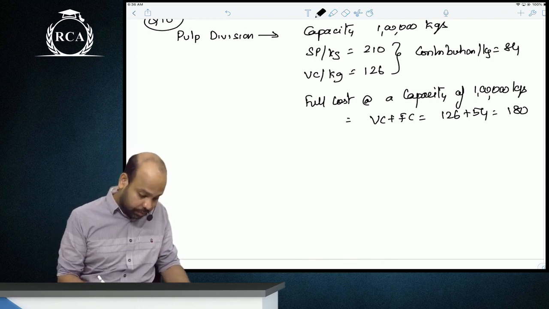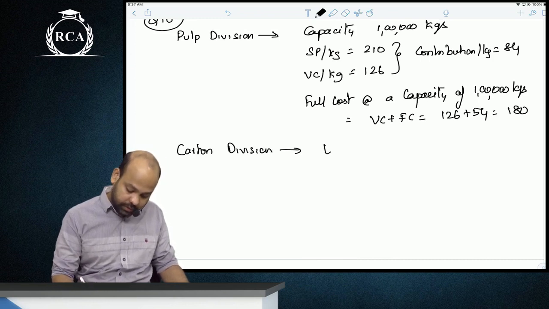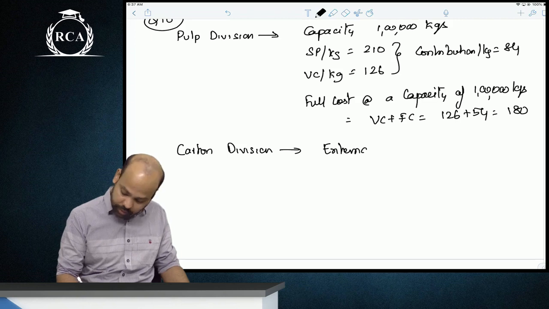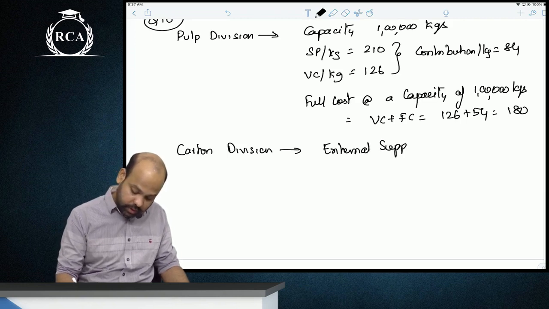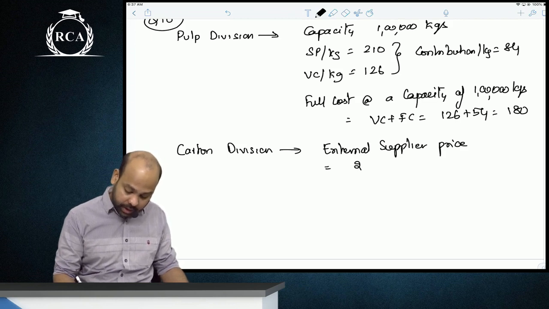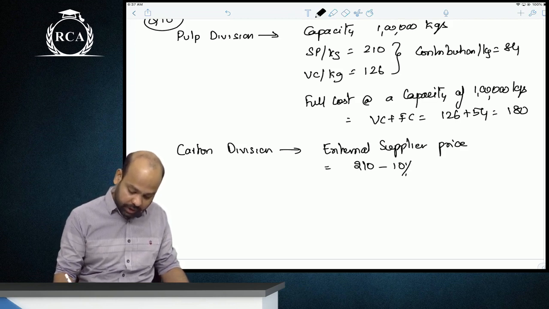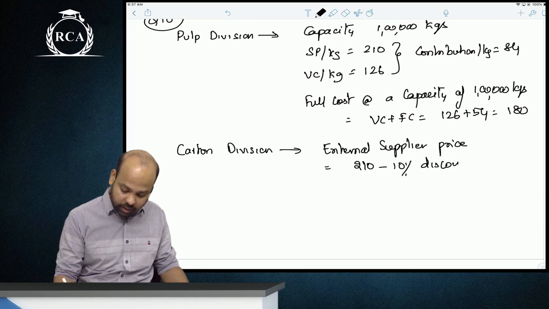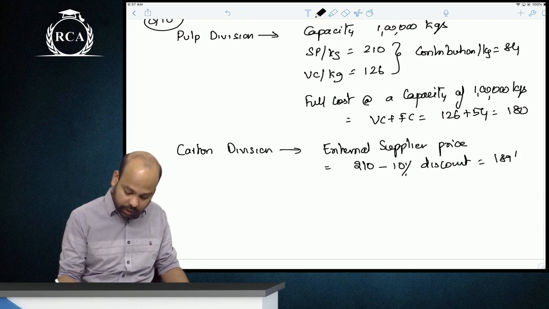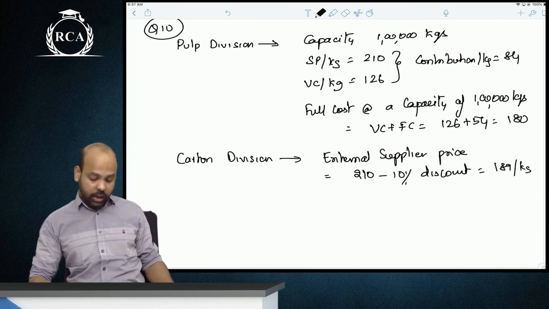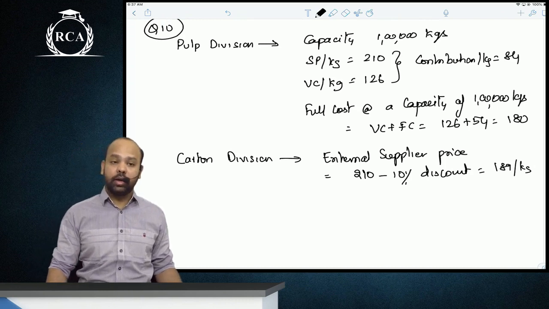As far as the paper carton division is concerned, their external supplier price or external procurement price right now is 210 minus a trade discount of 10%. So they are able to procure it at only 189 rupees per kg.